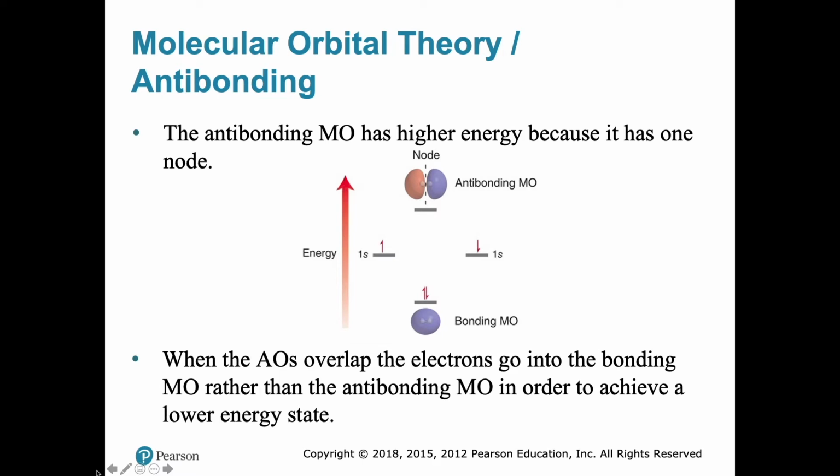So, taking a closer look at this here, which I'm probably just going to repeat myself because I said everything on the previous slide. The anti-bonding molecular orbital has a higher energy because it has one node in it. So when the atomic orbitals overlap, the electrons go to the bonding molecular orbital rather than the anti-bonding in order to achieve a lower energy state. Literally, this slide just says exactly what I said in the last slide, but just written out for you. Does that make sense, everybody?